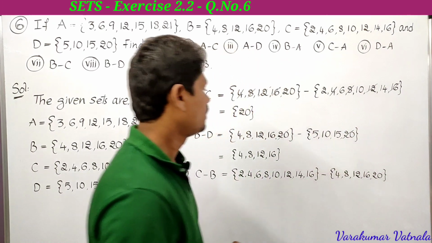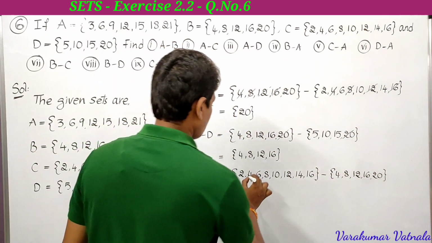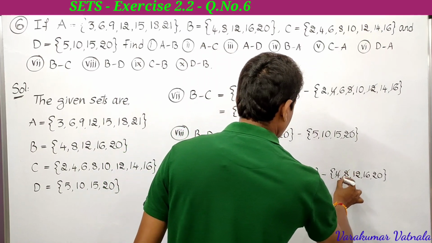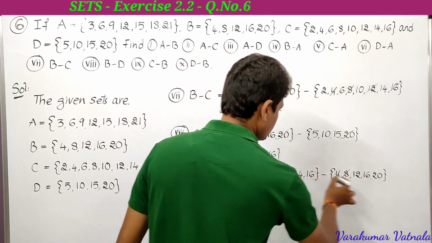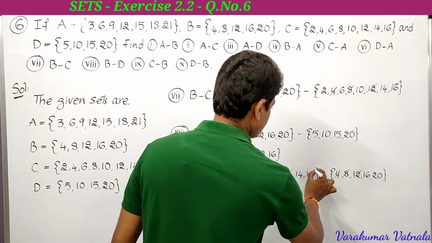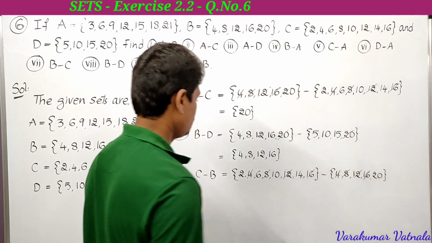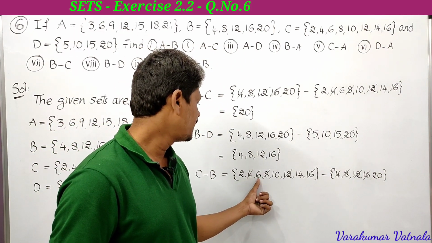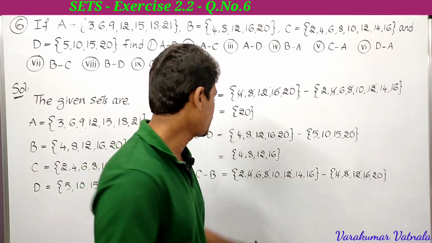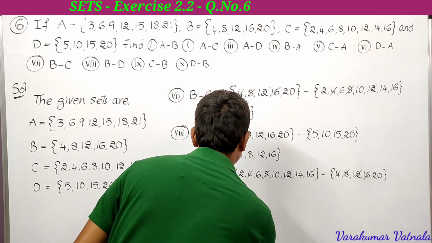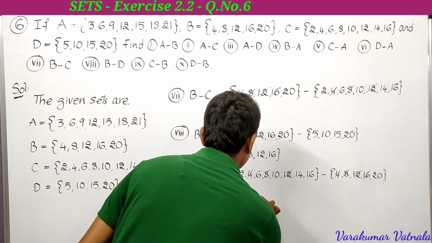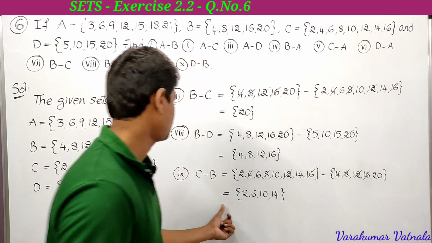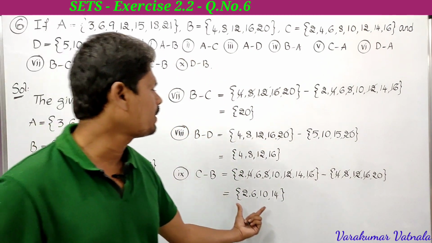So now cancel the common elements. 4 is the common element and cancel. 8 is the common element, cancel. Next 12 is the common element, cancel. 16 is the common element, cancel it. So now write the remaining elements in the first set. They are 2 6 10 14. These are the remaining elements in the first set. This is set C minus B.